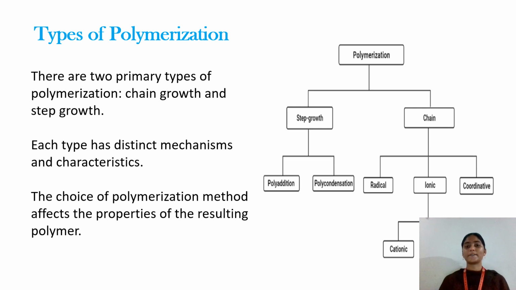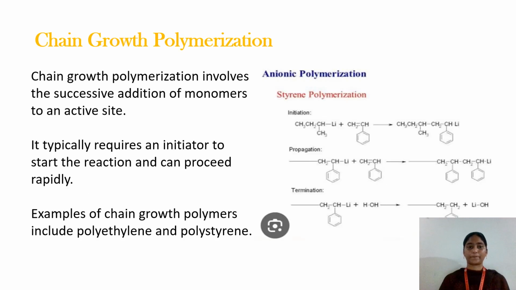Polymerization is of two types: step growth and chain growth. Step growth is again classified into two types: poly addition and poly condensation. And chain growth is classified into three: radical, ionic, and coordinative polymerization. In ionic polymerization, there are two: cationic and anionic.